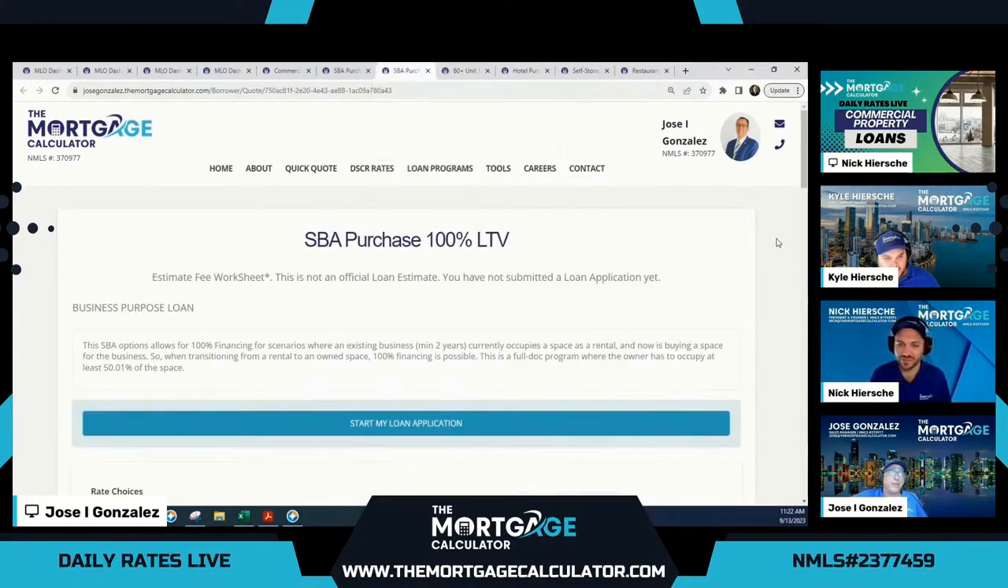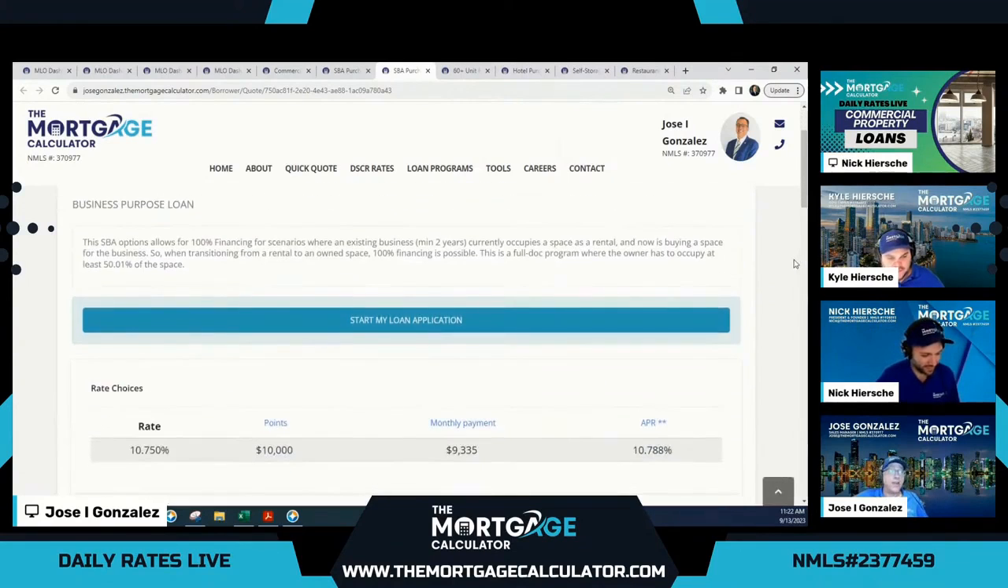So even though today's not an SBA show, I wanted to include SBA in commercial because if you're an owner occupant occupying at least 50.01% of the space, you are eligible for an SBA loan. I will note though, for an SBA loan, you have to be a U.S. citizen or a permanent resident. Non-permanent resident aliens are not applicable for SBA loans.